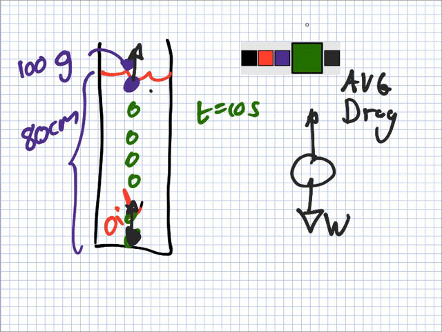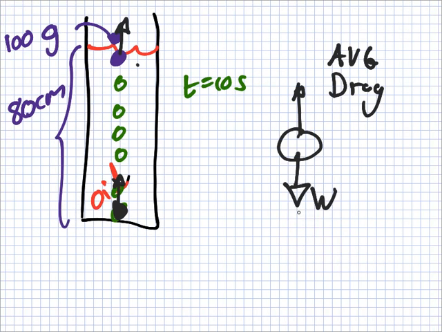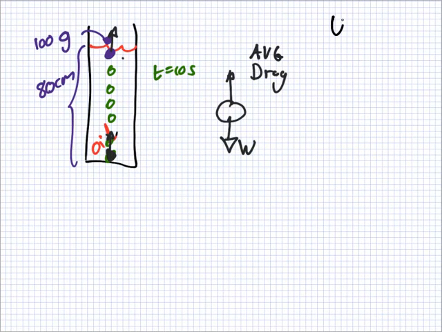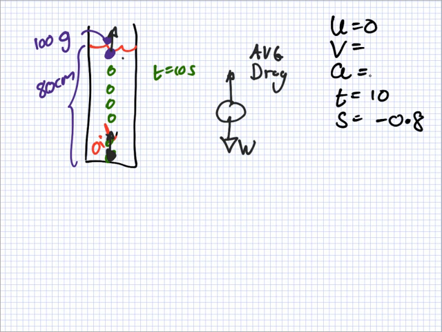Right. So let's think about this. What do we know? We know u. We don't know v. We don't actually know a, because it's not 9.81. We do know t and we do know s. Can I get a? I could from these three, yeah. So, v squared? No. v equals u plus at? No. s equals ut plus a half a t squared.